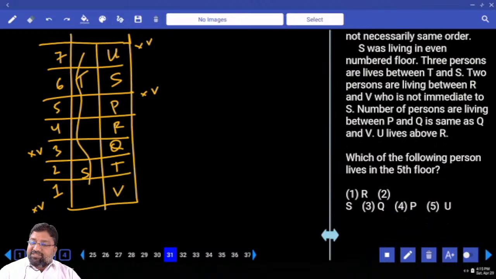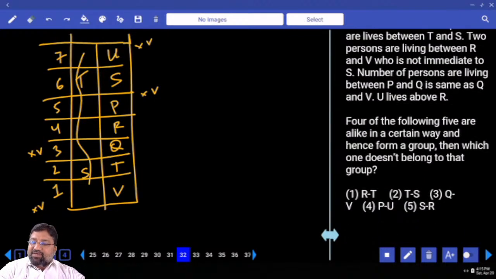Which of the following persons lives on the 5th floor? Who is living on the 5th floor? 4 out of the following 5 are alike in a certain way. R and T, there is a gap of 1 floor. T and S gap of... Q and V, 1 floor gap. P and U, 1 floor gap. S and R, 1 floor gap. Which option is my answer?